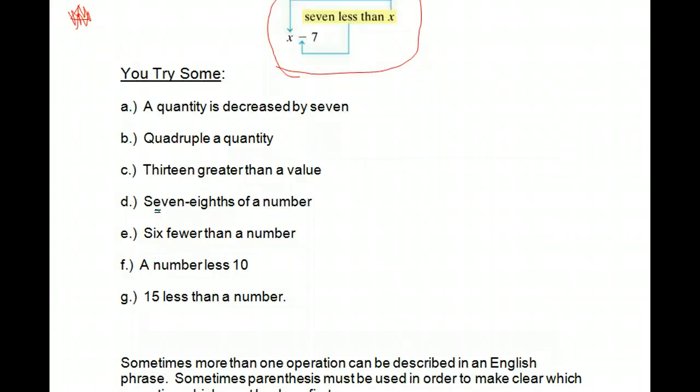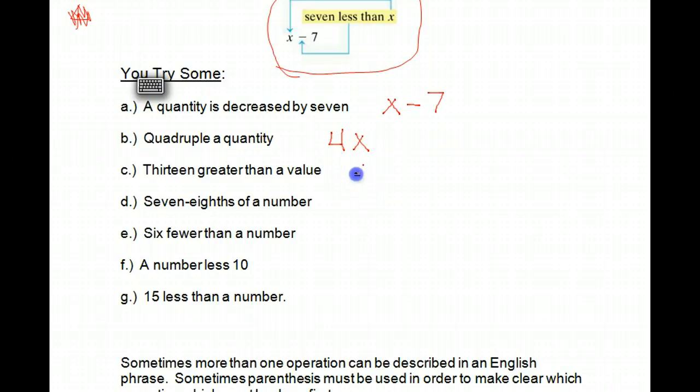Letter A, a quantity is decreased by 7. We do not know what the quantity is, so we will use a variable. You could have used any variable that you wanted to. I used letter x. So x is decreased by, that is subtraction, 7. Letter B, quadruple a quantity. Quadruple means that you are multiplying your quantity by 4. So I have 4x.